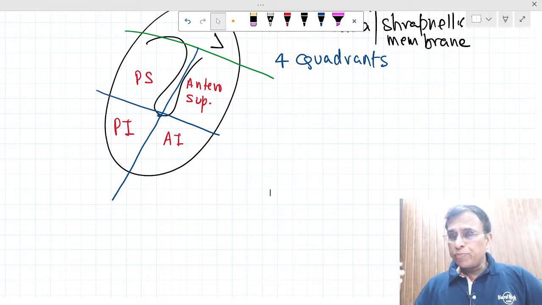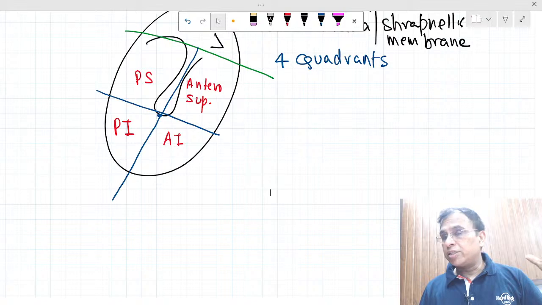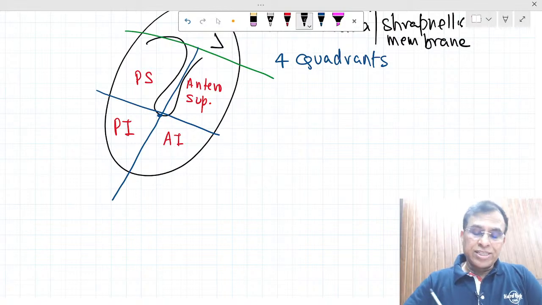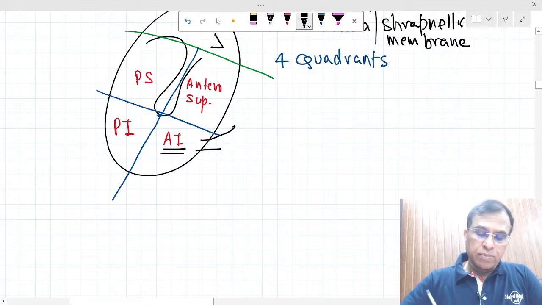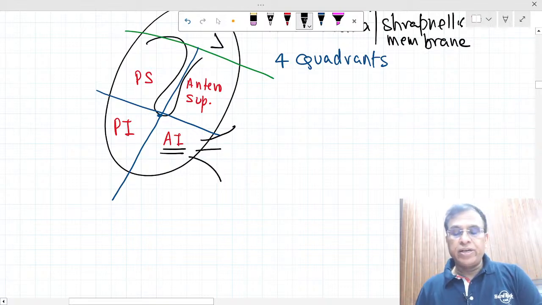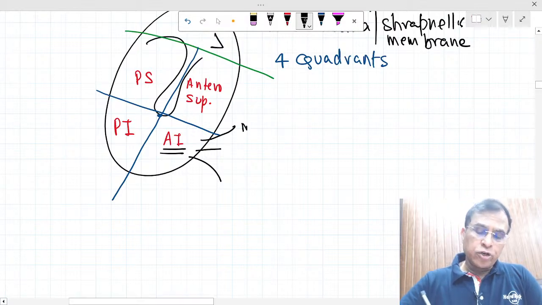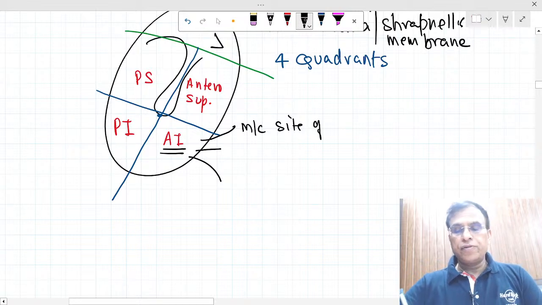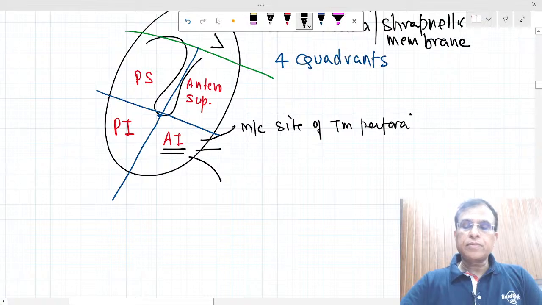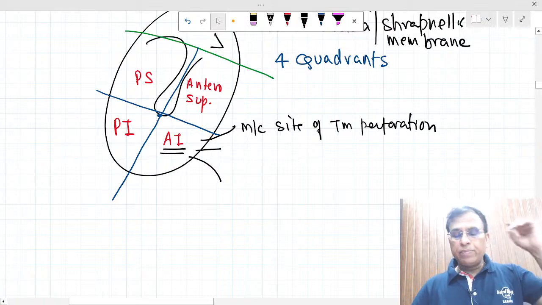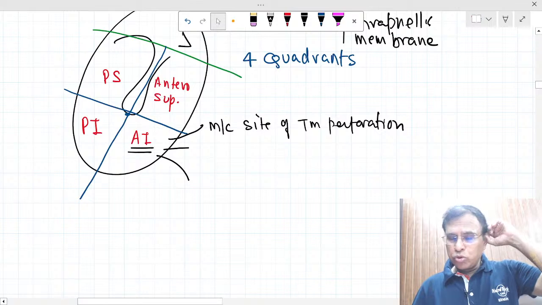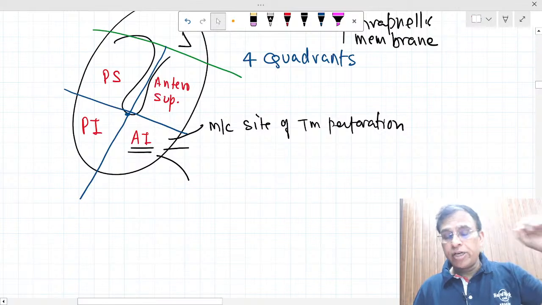So out of many points, I will tell you 5 points that you have to know. Now starting with the anteroinferior quadrant, you have to know 3 points about the anteroinferior quadrant which are very important from the exam point of view. What are these 3 points? A, the anteroinferior quadrant is the most common site of tympanic membrane perforation. If there is a tympanic membrane perforation, most of the time it happens in the anteroinferior quadrant.